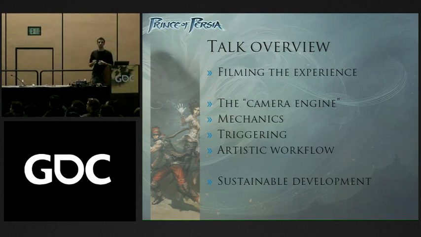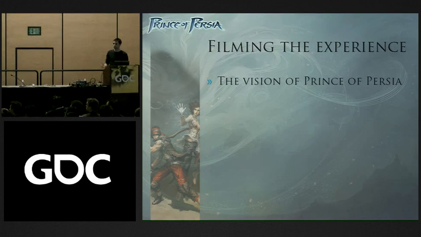So we wanted to have the same thing with the camera features. Then I'm going to explain how we created that camera engine. First I'll talk about the camera mechanics that we have in it, how we designed them. I'll talk about triggering. How do you decide which camera is active at a given time? And I'll talk a bit about transition, and at the end I'll talk about the artistic workflow, what we gave to our camera artists, and what they could do in the engine. This part is really important because in the end they make the game. And as a conclusion, I'll talk about sustainable development, what I mean by that.